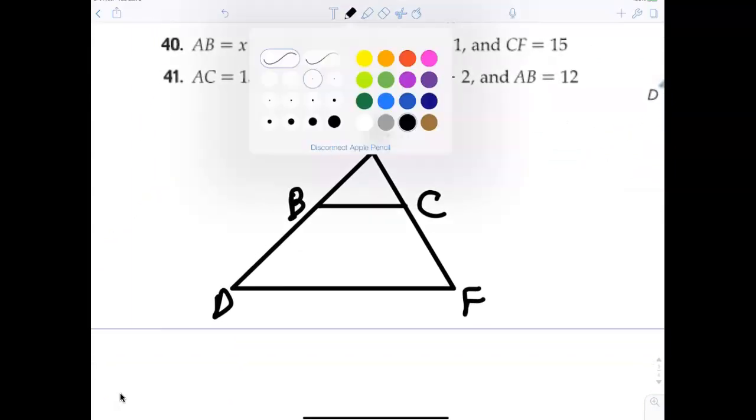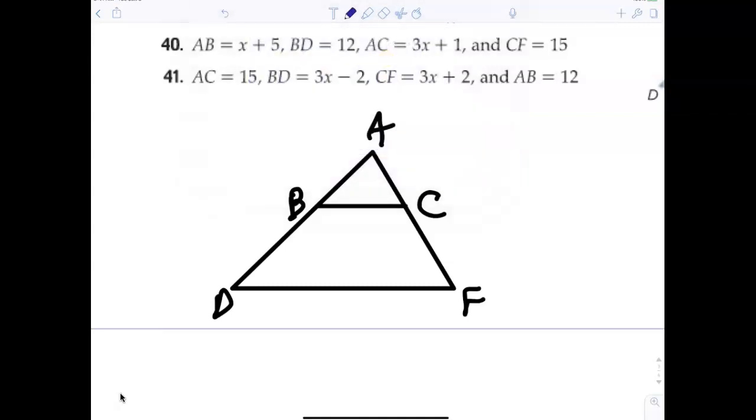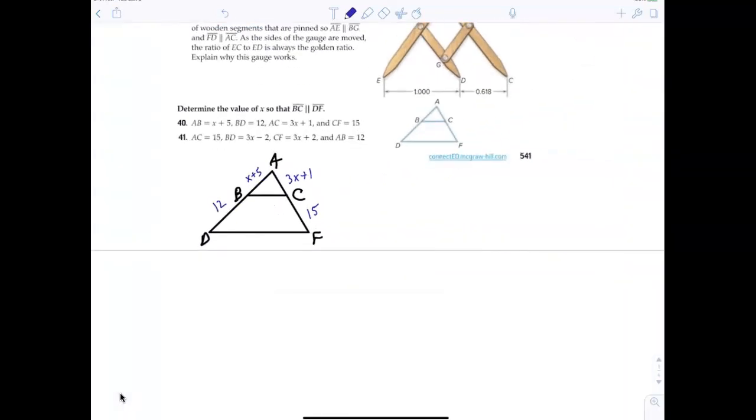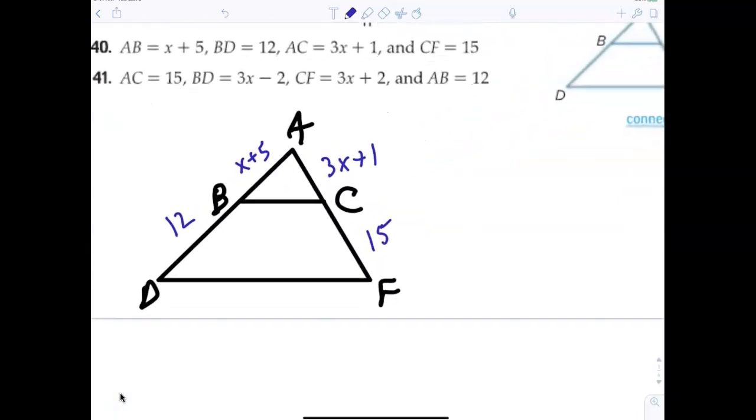All right, so here we go. X plus 5. BD is 12. AC is 3x plus 1. CF. So now we want to make these parallel. So if I want to make those parallel, then what's true about those sides? They are proportional. Do you agree with me?